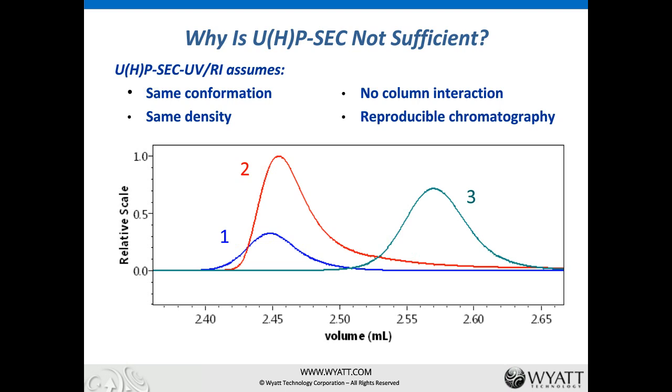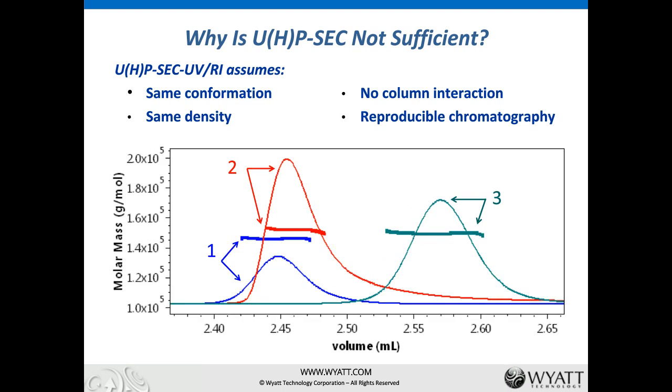If we do not use column calibration but use light scattering, we will get the molecular weight as expected. Here we plotted molecular weight from light scattering against the peaks. And MAP1 has a molecular weight of 146 kilodalton. MAP2 is 152 kilodalton. MAP3 actually has a molecular weight in between, around 150 kilodalton.